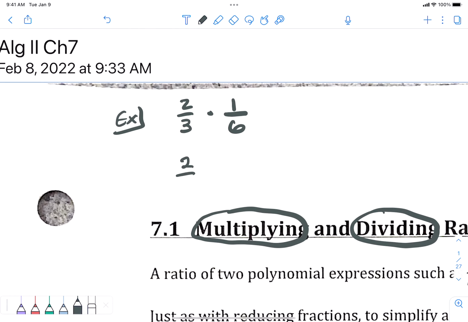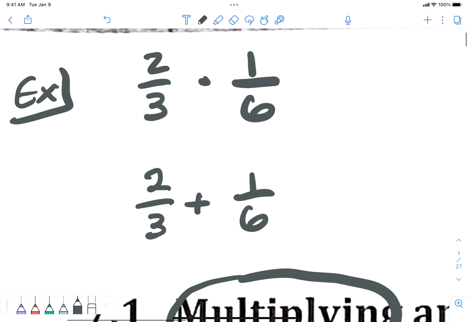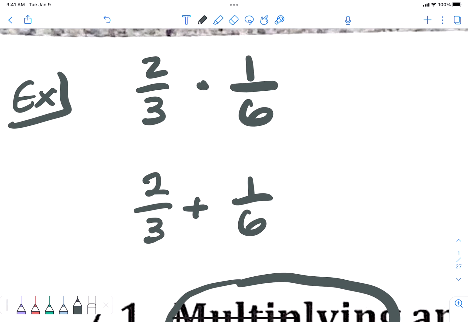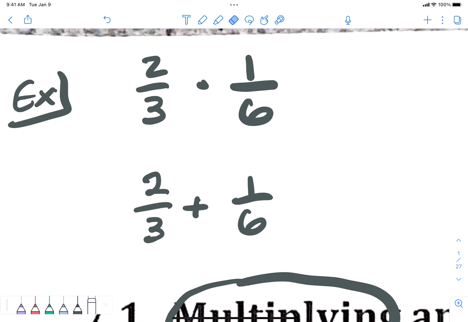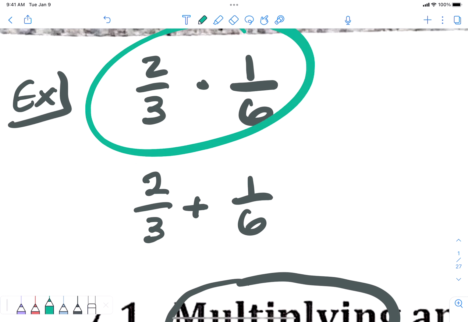Here's the deal. Let's say I have that same problem, but now I'm adding instead. The top one we're multiplying, the bottom one we're adding. Adding and subtracting these rational expressions is actually a lot harder than multiplying and dividing, because when we add these, if we look at this problem, what do we have to do? We have to find a common denominator, right? Multiplying and dividing, we don't have to find a common denominator, so this is actually easier to do, okay?